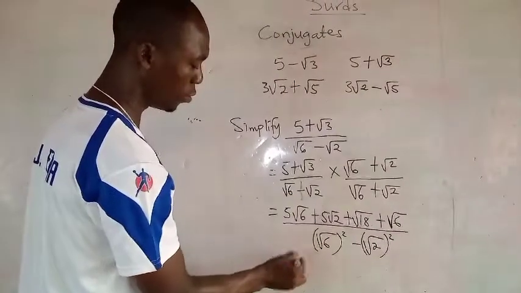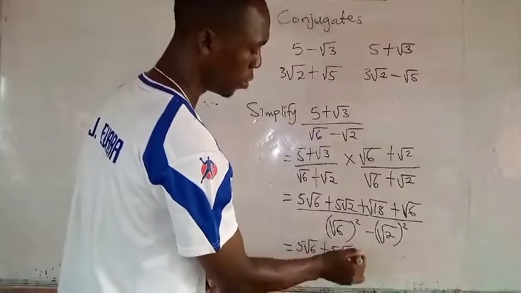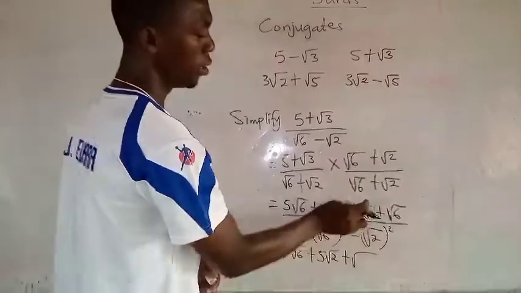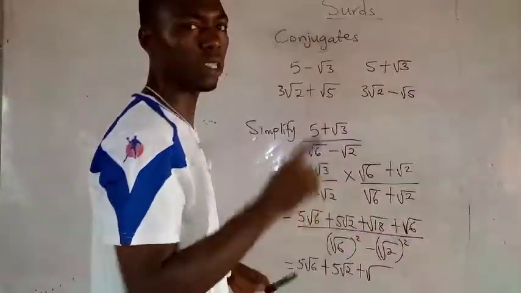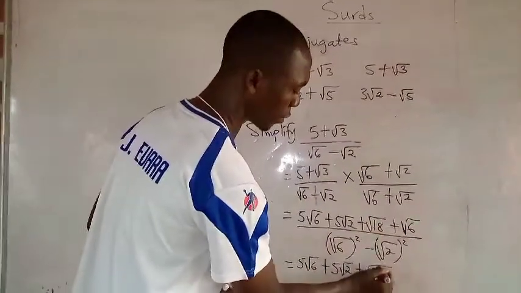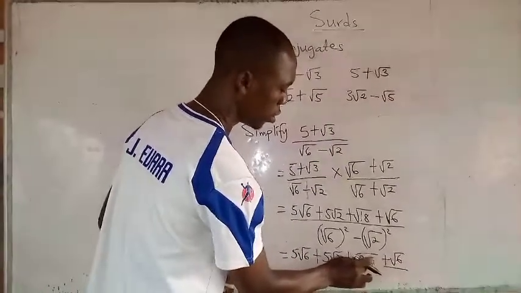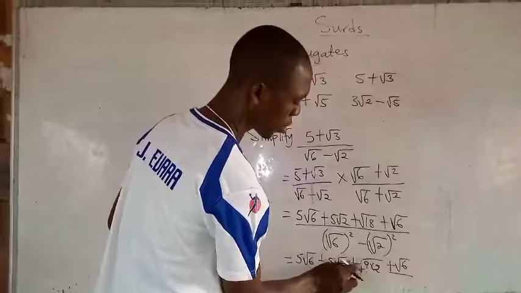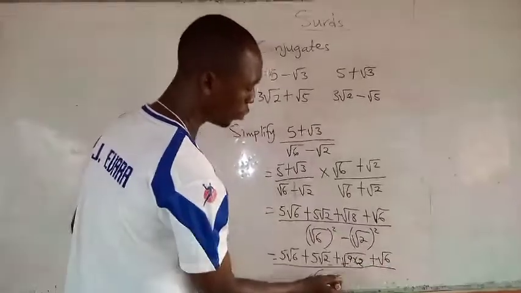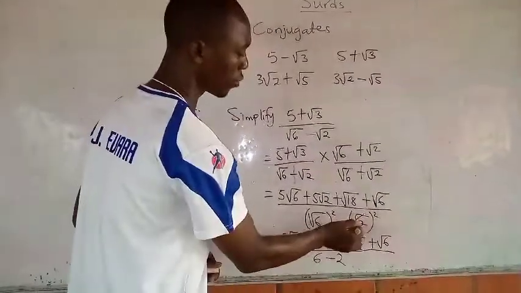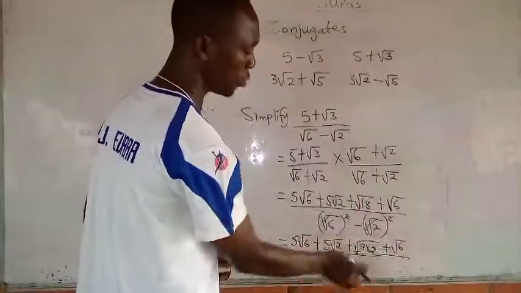This is 5 root 6 plus 5 root 2 plus, this is root 18. Out of this 18, there is a perfect square that will divide, which is 9. So that means I can express 18 as 9 times 2 plus root 6 over root 6 squared is 6 and root 2 squared is 2. We simply cancel out the root and the square. So root 6 squared is 6, root 2 squared is 2.